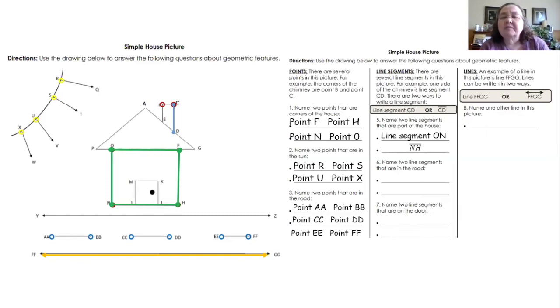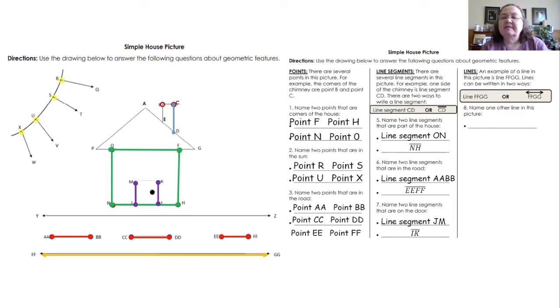Then it says, name 2 line segments that are in the road. Well, I see 3 in the road, but you only had to choose 2 of them. I wrote down line segment AB, or you see the other way I wrote it, line segment EF. Number 7 says, name 2 line segments that are on the door. And I see those 2. And I wrote line segment JM or line segment IK.